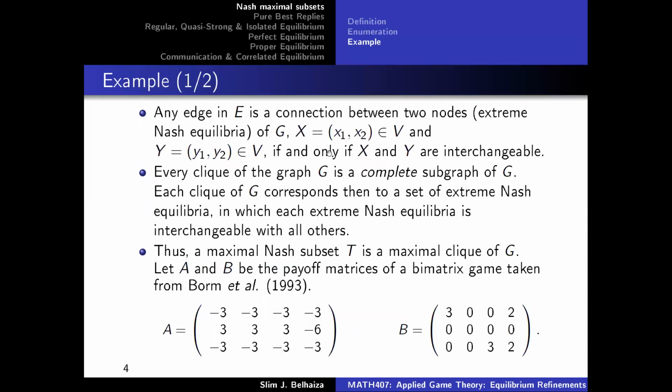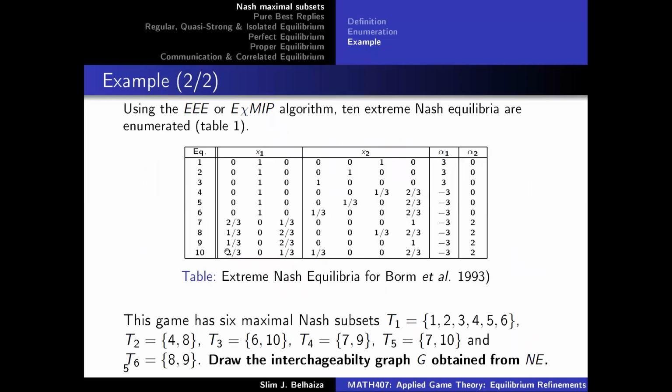So for instance, in this example, we have 3 rows and 4 columns. For this game, which is 3 by 4, taken from Borm et al., we have a set of 10 extreme Nash equilibria. You can see right away that the first 6 extreme equilibria share the same vector x1, the same vector of probabilities of strategic play by player 1. So the first maximal Nash subset T1 contains these 6 extreme Nash equilibria, and of course the components of this maximal Nash subset are two by two interchangeable.